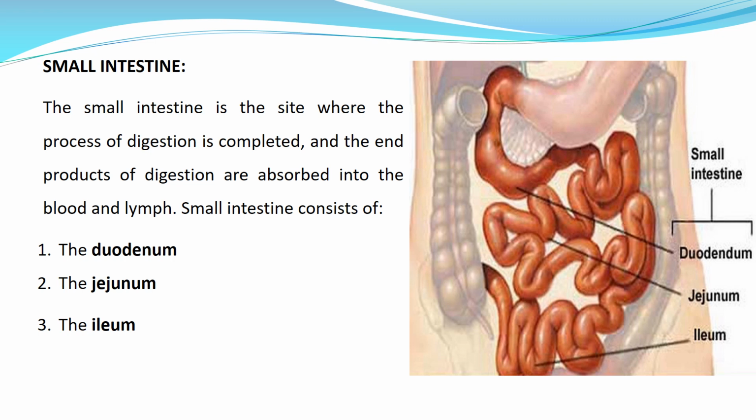Then what we have, this is the duodenum, after the stomach. Okay, duodenum. This is the duodenum. And then what we have in the last part of the small intestine is called the ileum.